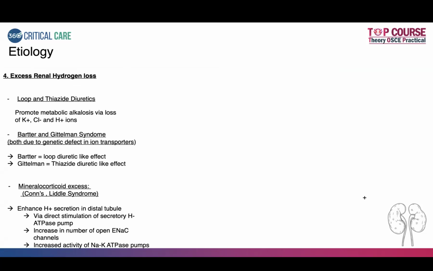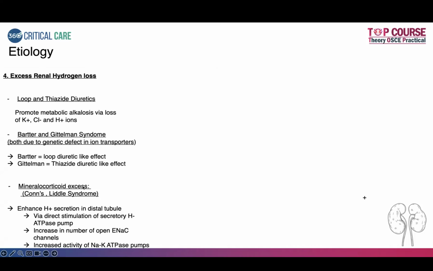In conditions where there is excessive renal hydrogen loss, there can also be alkalosis because the increase in H plus loss will lead to an increase in the bicarbonate within the body, which is commonly attributed with loop and thiazide diuretics. These promote alkalosis via loss of potassium chloride and H plus ions, and Bartter and Gitelman syndrome, which are genetic defects in ion transporters, will have an effect similar to loop and thiazide diuretics. Bartter will have a loop diuretic-like effect and Gitelman a thiazide diuretic-like effect.